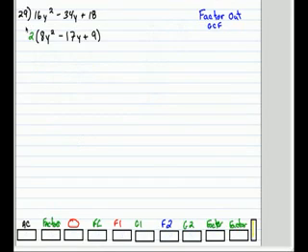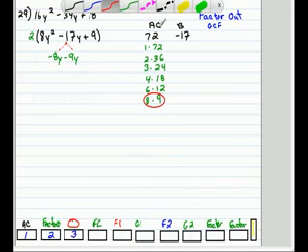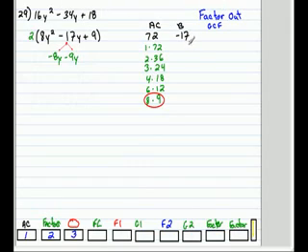Then in 29, factor out a 2. Get it a little bit simpler. My AC is 72, looking for a negative 17. Factors of 72, a whole bunch of them. Where am I going to get a 17? 8 times 9, right there at the bottom. So I know 8 times 9, because a negative 8 minus 9 is the negative 17.